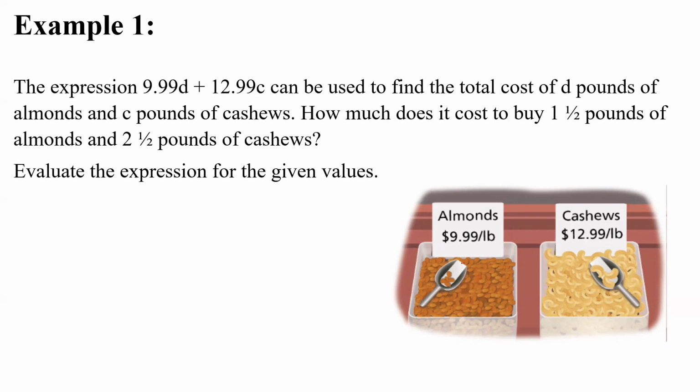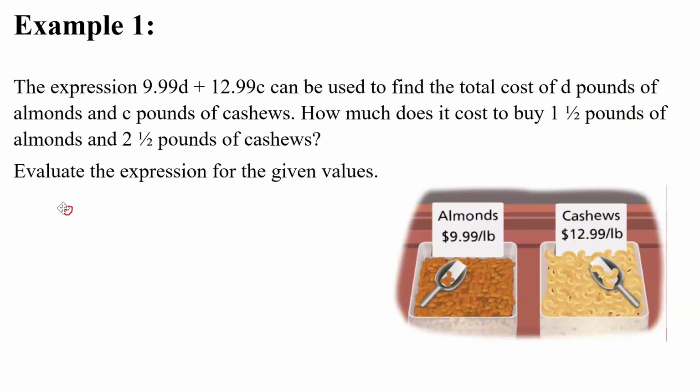So if you look at the picture right here, the cost per pound for almonds is $9.99, and the cost for cashews is $12.99 per pound. However, for the cashews, we need to know the cost for 2.5 pounds, and for the almond, we need to know the cost for 1.5 pounds. And then we need to find the total cost of both of them. So let us start by rewriting our expression.